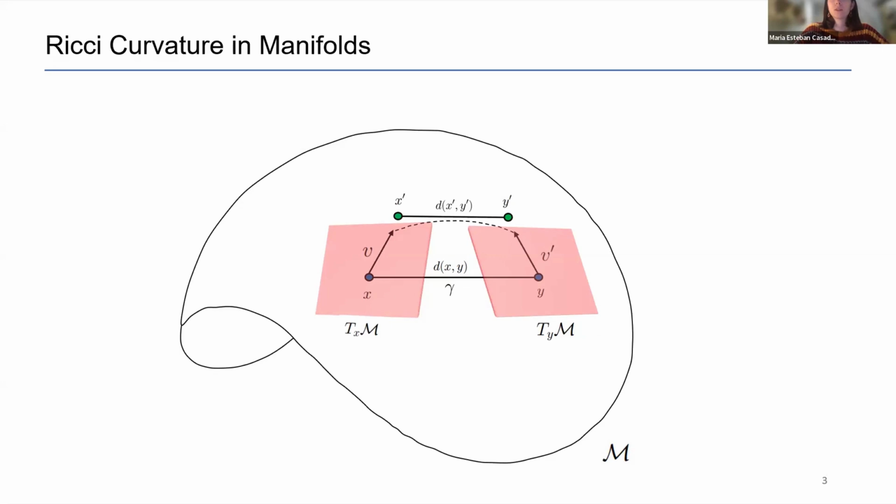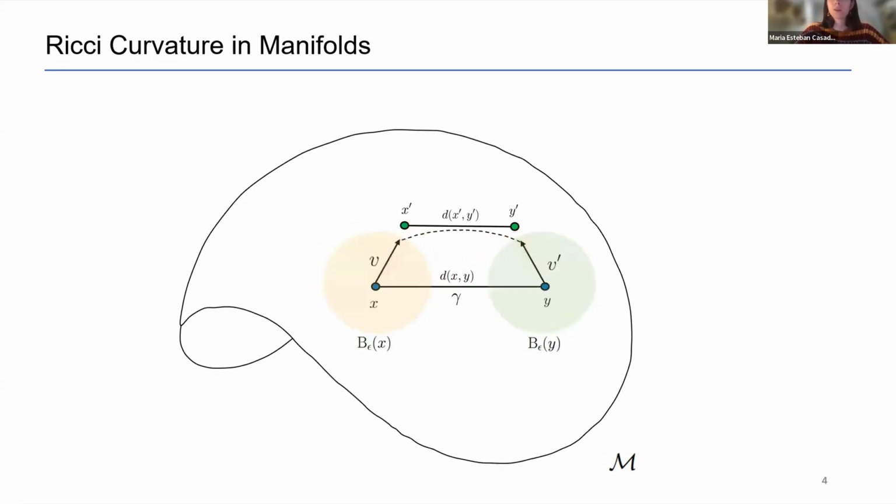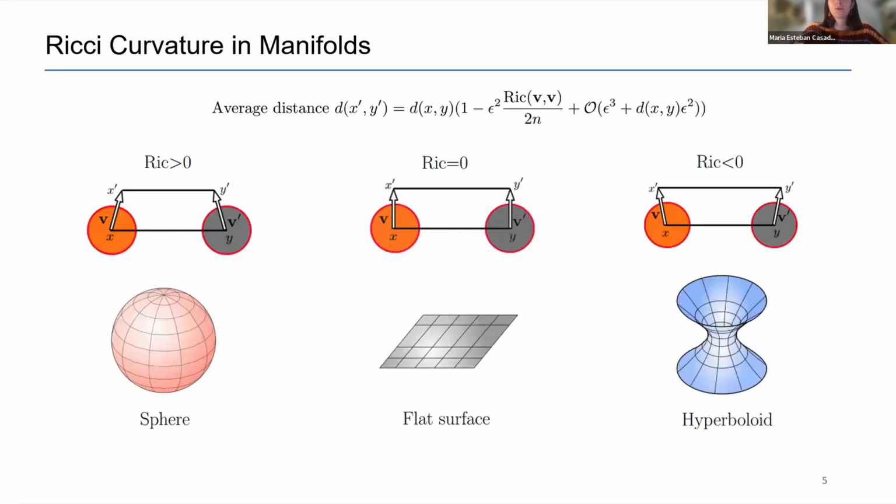So notice that we can do this for every possible direction of v and v prime, and then we get these small geodesic balls around x and y, and we have a well-known formula that relates the average distance between x prime and y prime with the distance between the centers of the balls and the Ricci curvature at that point.